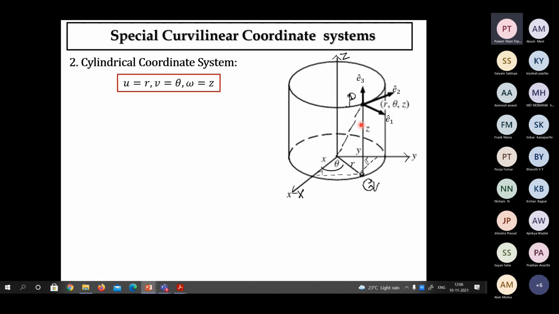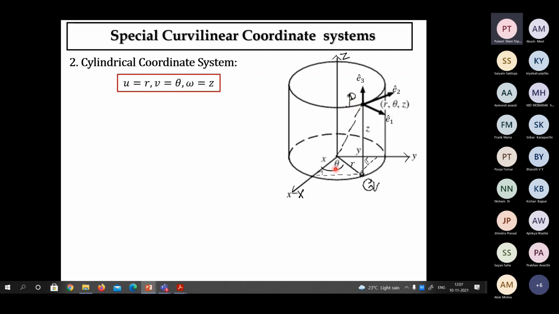In the cylindrical coordinate system, the coordinates are r, theta, z. Only one of them is an angle, theta. The other two are length dimensions. So u is r, v is theta, w is z. And what are these r, theta and z? Let us see. This is the point in the system.